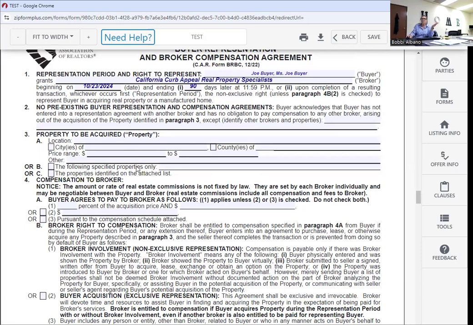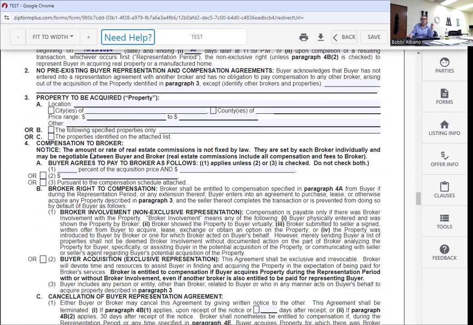You could just say this following specified property only and put the listing that he wants to place the offer on. Or you can attach a list of different properties.